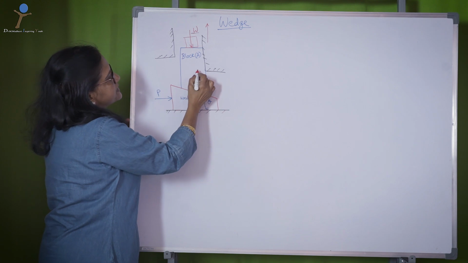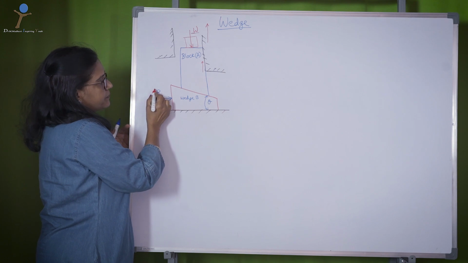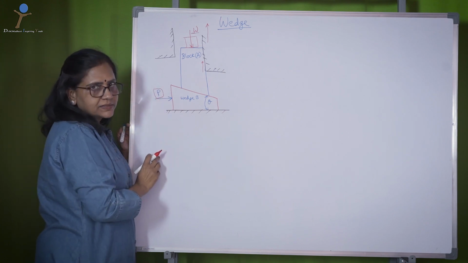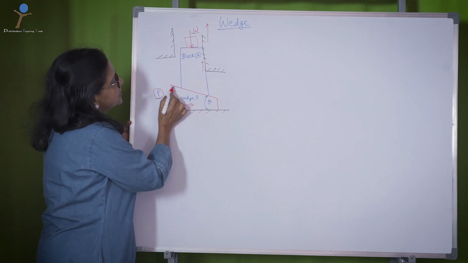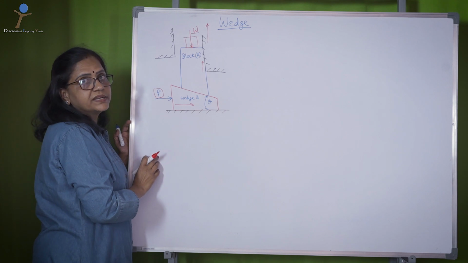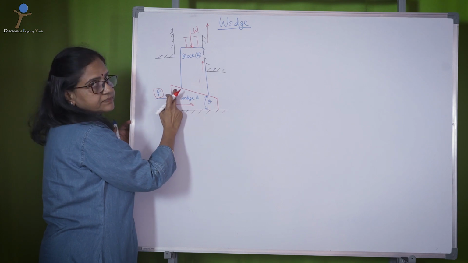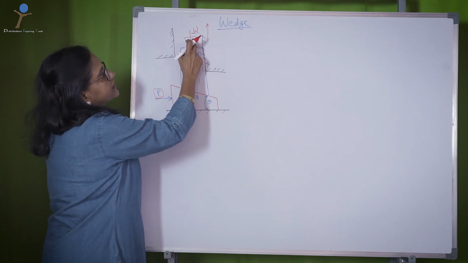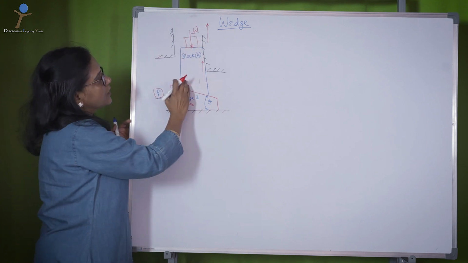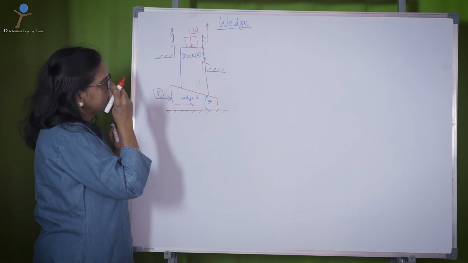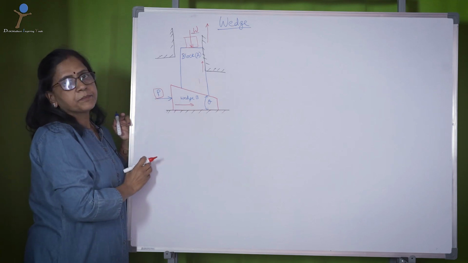For this to move up, the block has to move up. For this to happen, we apply a force P on the wedge such that the wedge moves in rightward direction. Because of this inclination, the block starts raising on the wedge. Thereby, the machine or the heavy object that is placed on the block also raises along with the block. Now let us understand the forces that are involved in this entire mechanism.